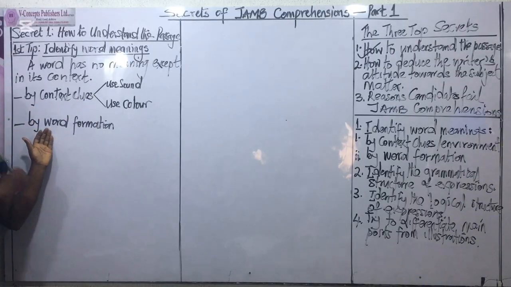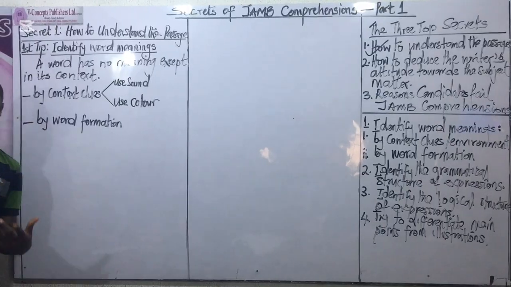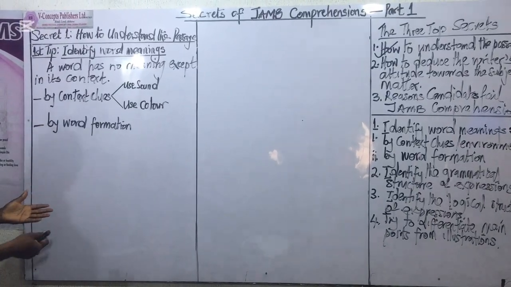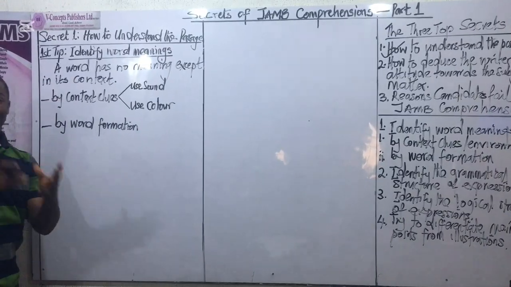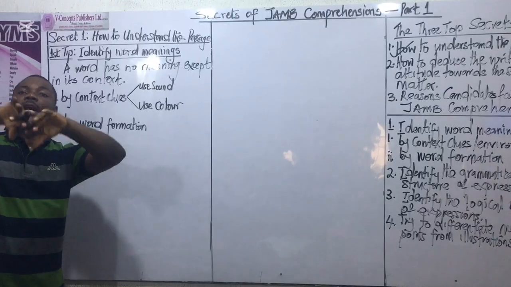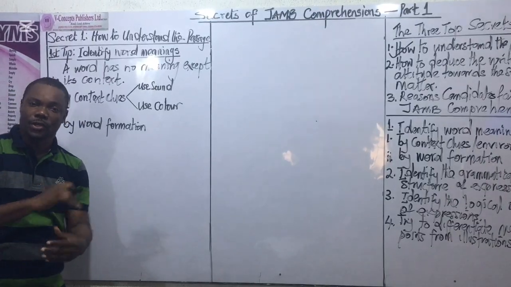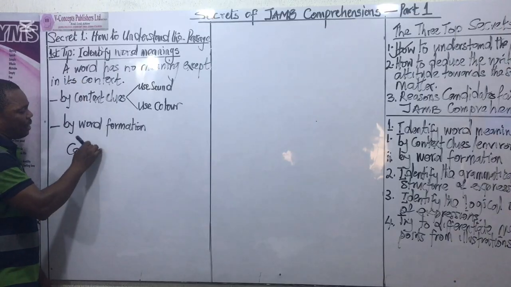Context clues, or what? Word formation. That will help you a great deal in understanding whatever passage you come across, however strange. By context clue, what do we mean? We are simply talking about the use of environment to understand the meaning of a word. Simple. That's the meaning of context clue: the use of environment to understand the meaning of a word. Sometimes we call this contextualization and environment.